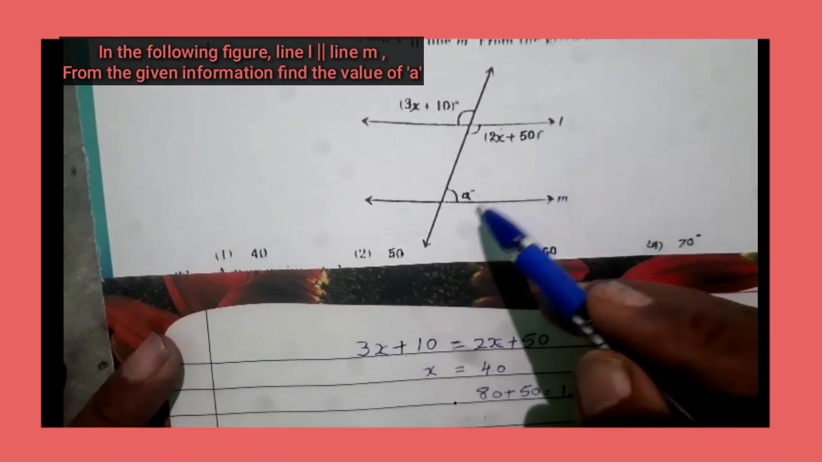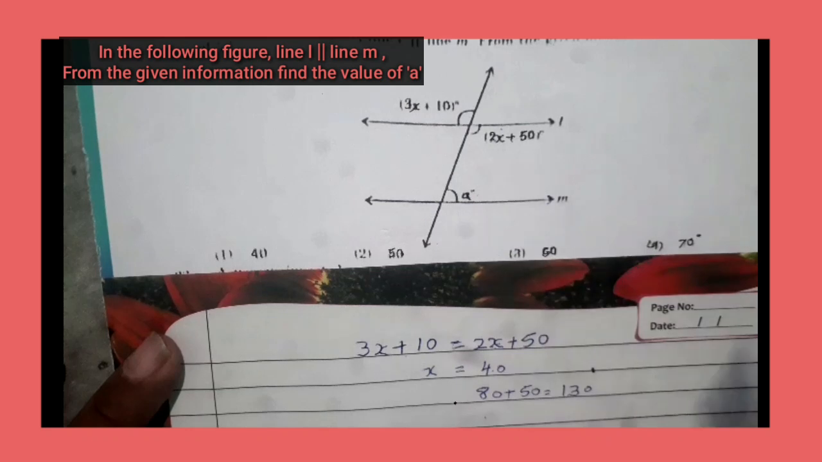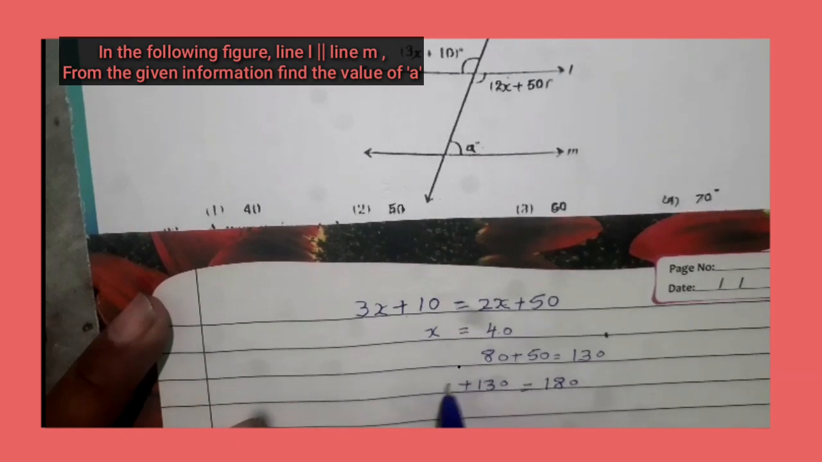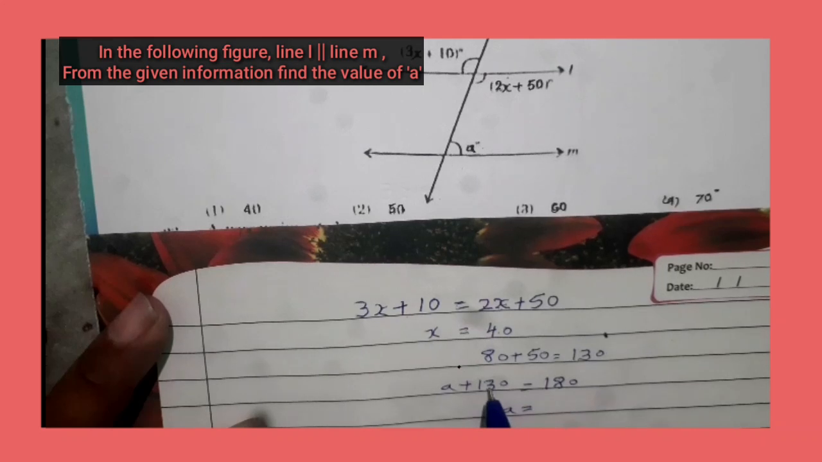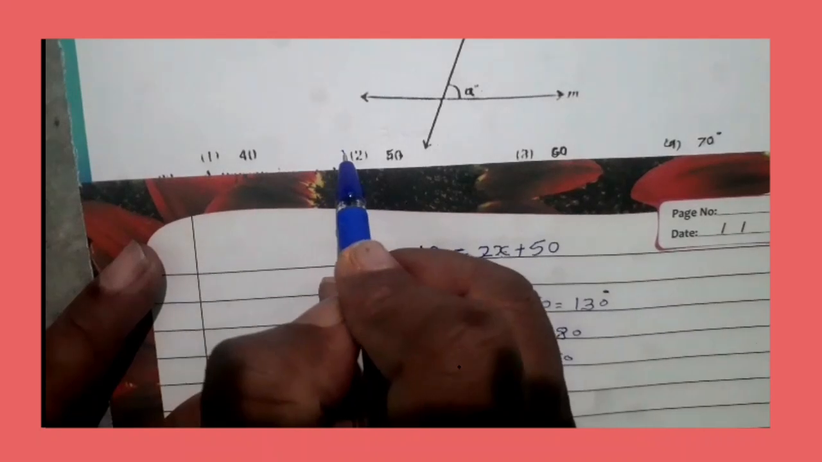These two are interior angles. That is, the addition of these two is 180. One is 130. Then A is equal to 180 minus 130, which is 50. 50 is our answer, number 2.